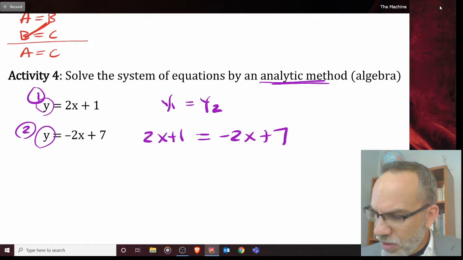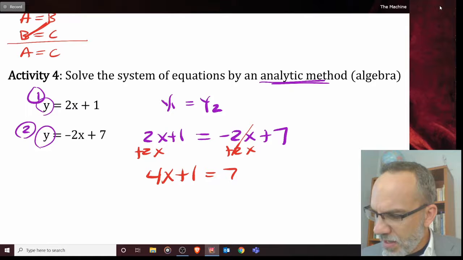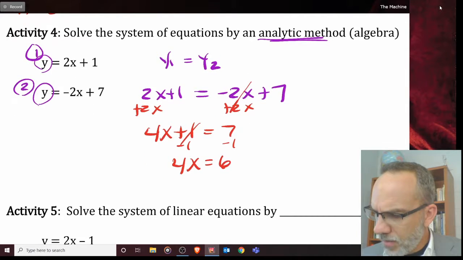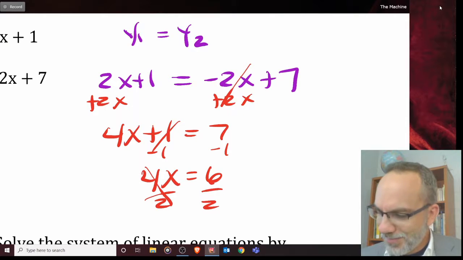So let's see, how would I solve it? I would add 2x to both sides, plus 2x. This cancels. I would get then 4x plus 1 is equal to 7. I would then subtract 1, minus 1, minus 1. This cancels. I get 4x is equal to 6. Now what? Oops, I'm revealing the next problem. Divide by 2, divide by 2. Can't. Maybe I should reshoot this video.